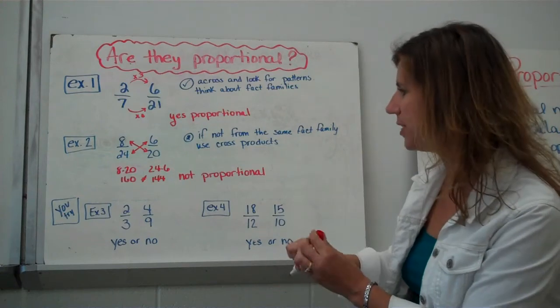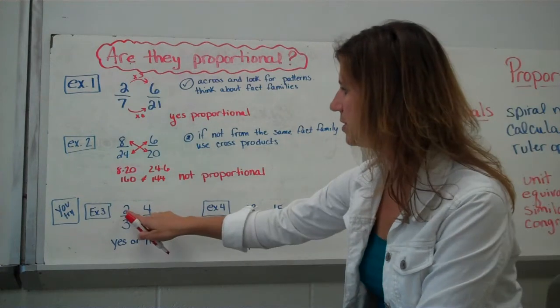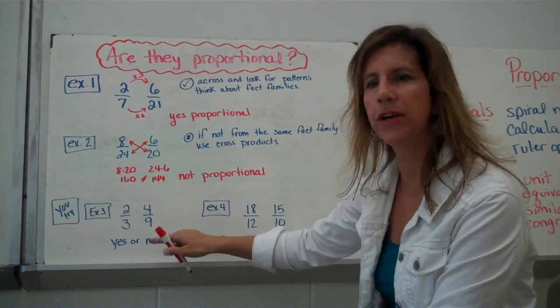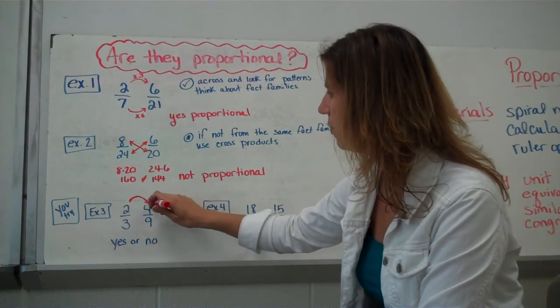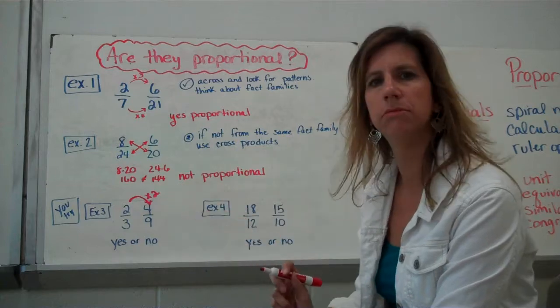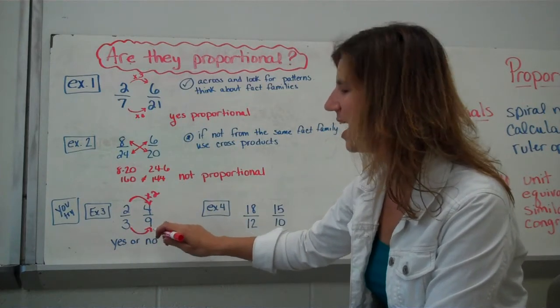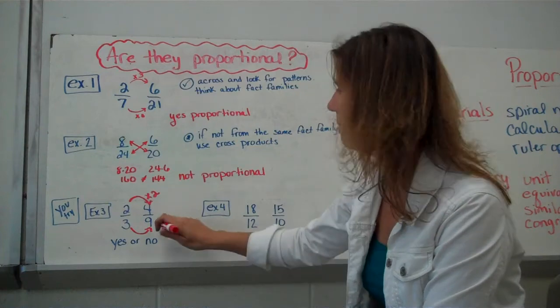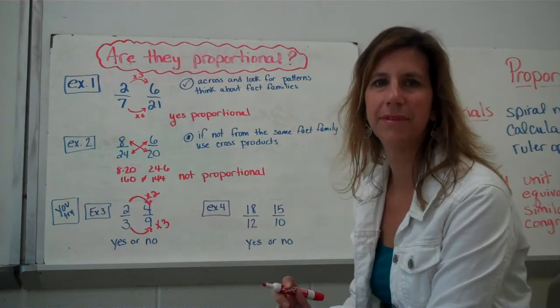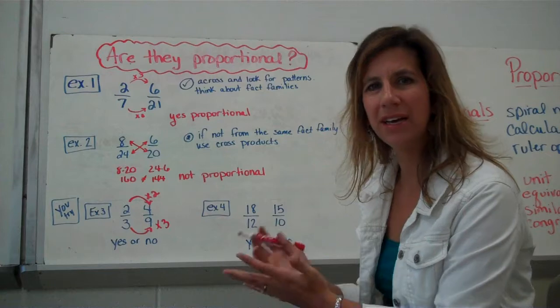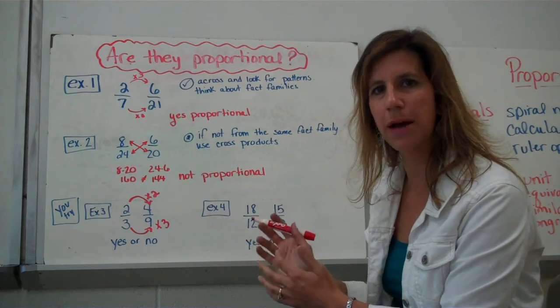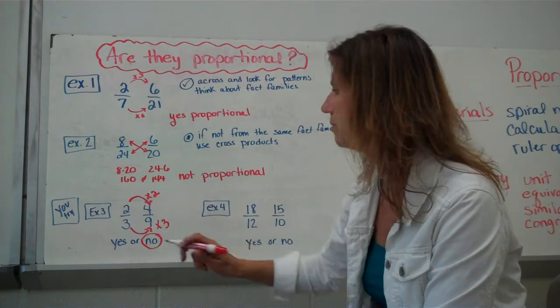All right, so hopefully you've done these on your own. Now notice 2 to 4, these are nice friendly numbers. If I go from 2 to 4, I'm multiplying by 2. Okay, that's same fact family. Let's look at the denominator. I'm not multiplying by 2, am I? I'm multiplying by 3. So because they're not the same factor, top and bottom, I'm going to have to answer no.